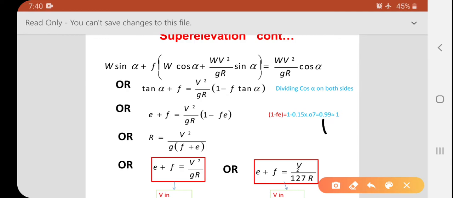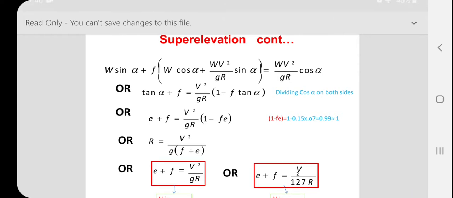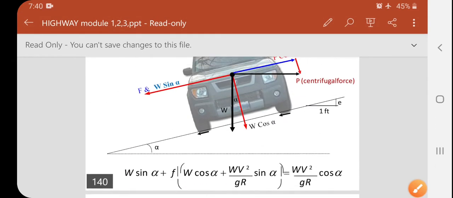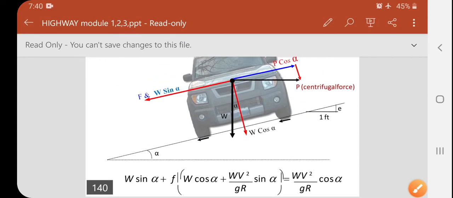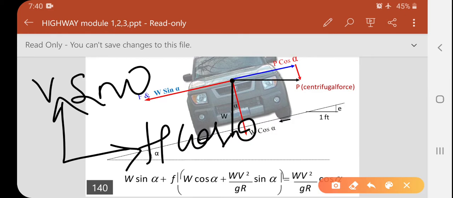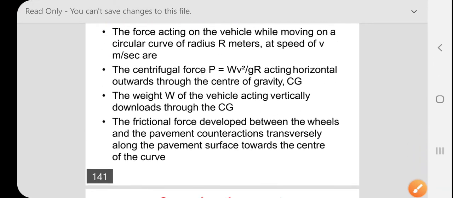Now superelevation can be obtained through the expression W sin phi plus F into the bracket of W cos phi. Sin and cos are the horizontal and vertical components. Cos is the vertical component and sin is the horizontal component. You can see here the V cos theta and V sin theta components. Here we are applying the superelevation.